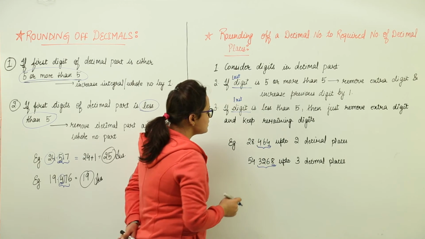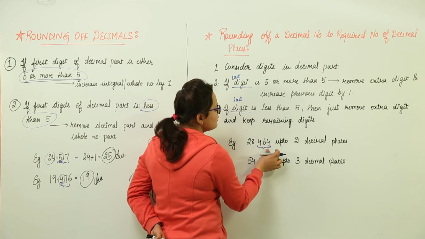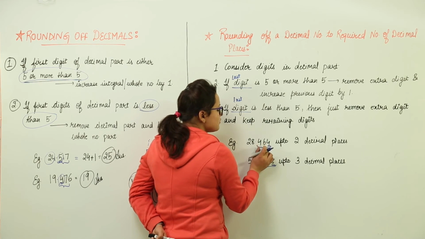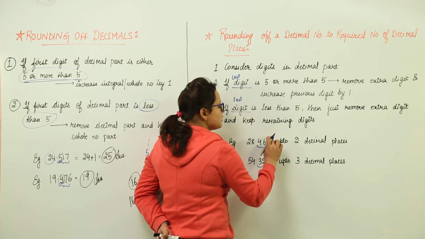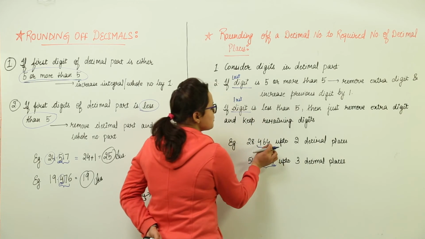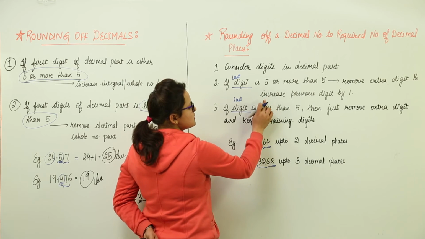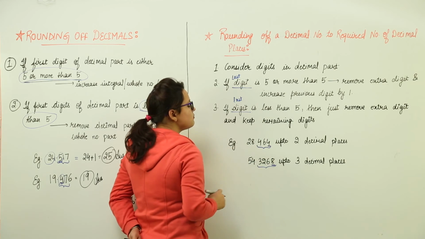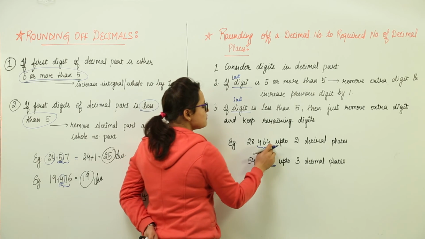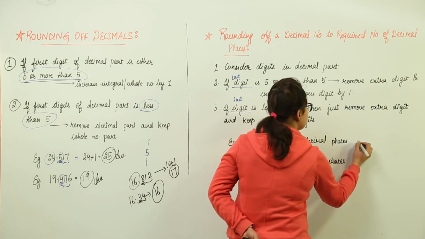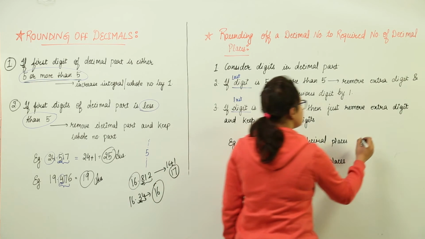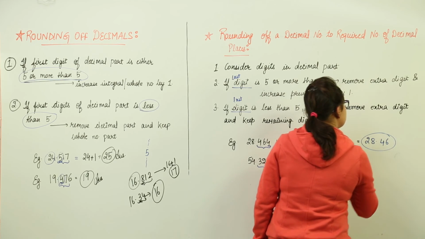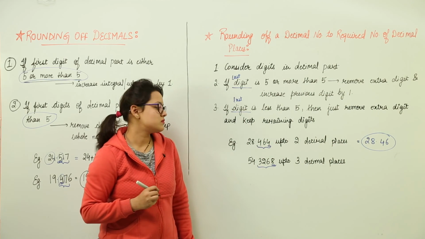So what happens here is, we have the decimal written as 28.464. The 464 is the decimal part. The last digit of the decimal part is 4, which is not 5 or more. The last digit is lesser than 5, so just remove that extra digit and keep the remaining digits. So we remove the digit and keep the remaining, which will be 28.46. This is the rounding off up to 2 decimal places.